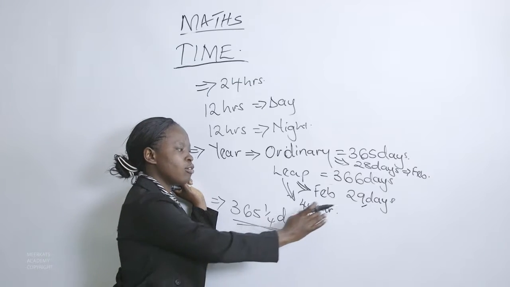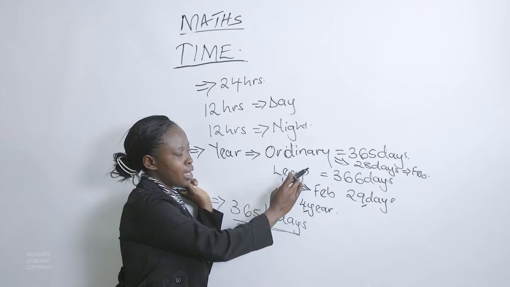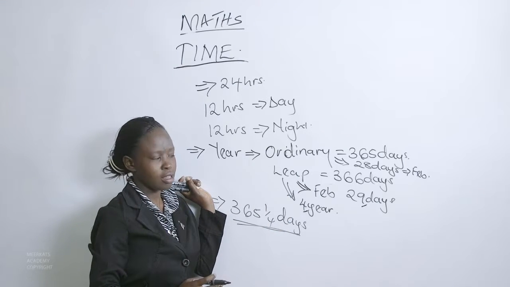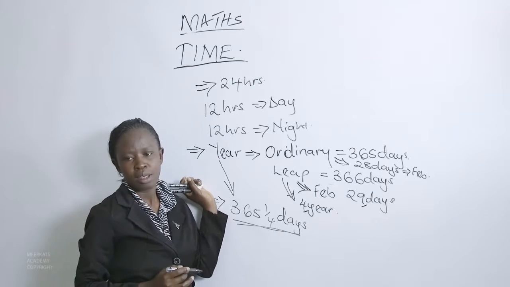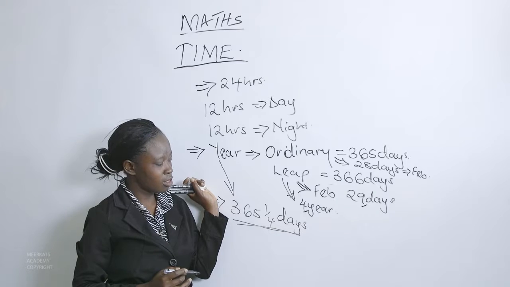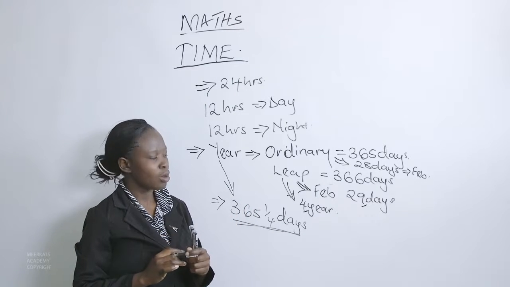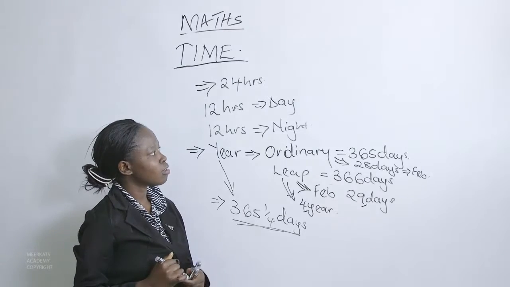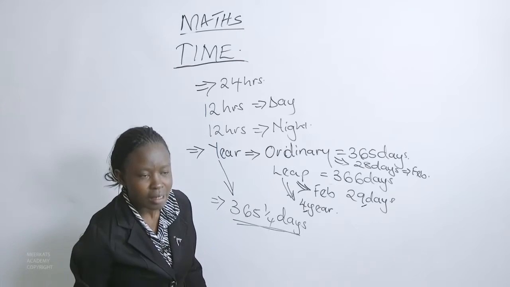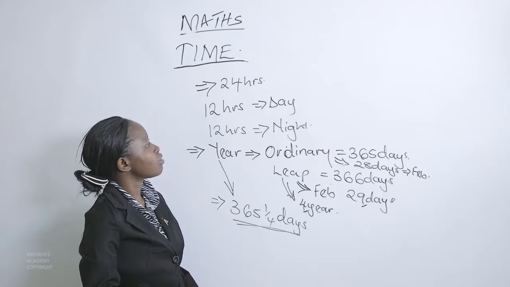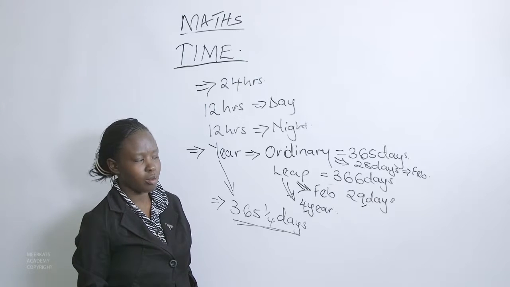So we say that we have an extra day in the leap year, and the leap year occurs after every 4 years. So what does it mean? That revolution of the earth will take 365 and a quarter days to revolve around the sun. So that is the introduction of time, that for us to experience the difference in time, the earth is revolving around the sun.